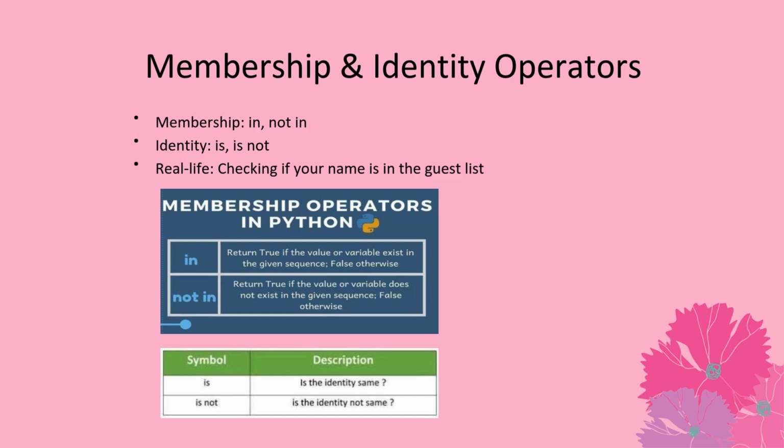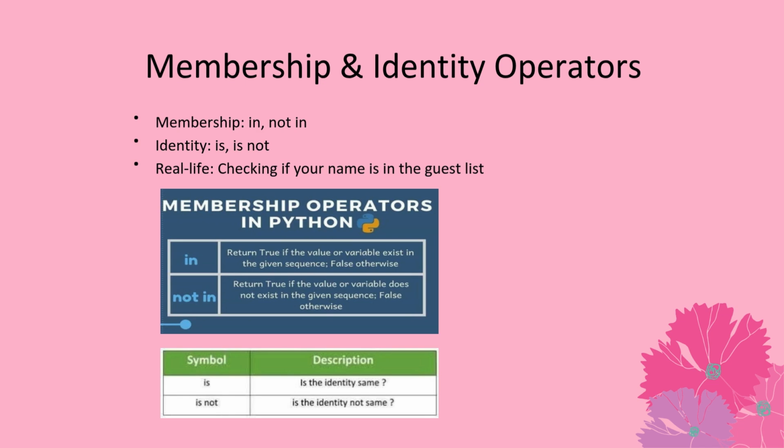So if you write a = [1, 2, 3] and b = [1, 2, 3], a is b will be false because they are two separate lists in memory. But a == b will still be true because their values are the same. This is the key difference. Equal to checks value equality, is checks object identity.